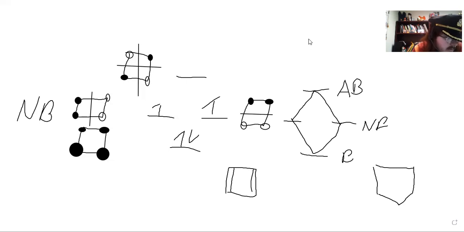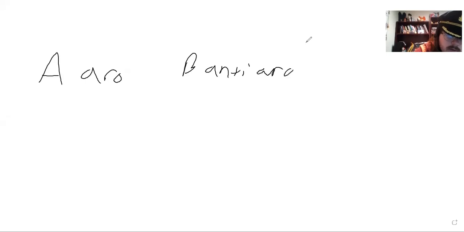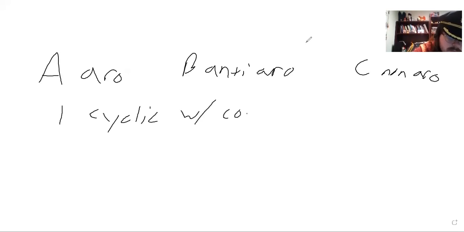So for aromatic, write down these rules. Aromatic, anti-aromatic, and non-aromatic. Let's label them A, B, and C. So to be aromatic, we have to follow these rules. One, cyclic with conjugated bonds. Two, each atom must have an unhybridized p orbital, and thus be able to be delocalized.